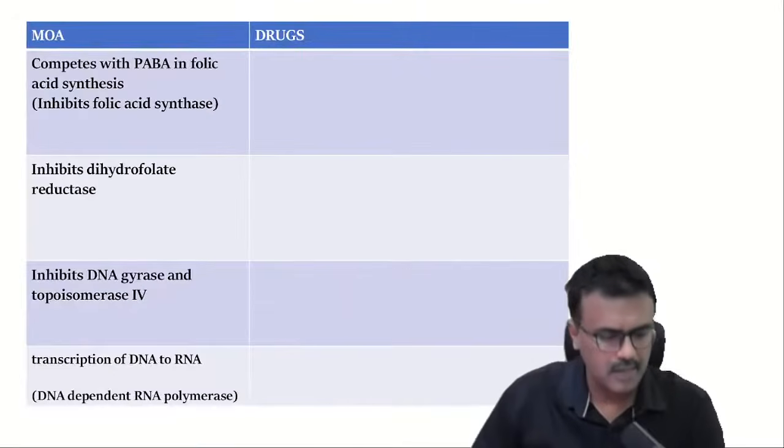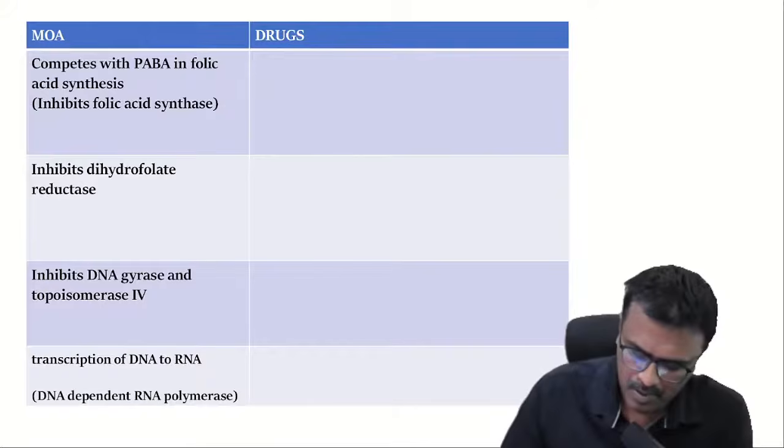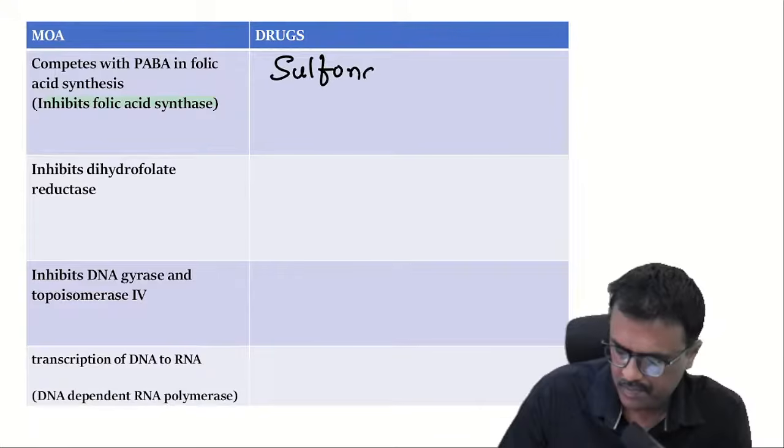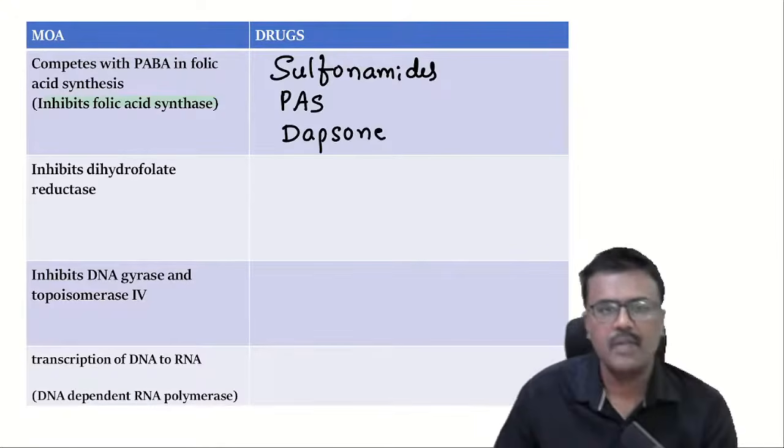So let us see the DNA. Drugs that compete with PABA in folic acid synthesis, inhibit folic acid synthase. They are nothing but sulfonamides, PAS, and a drug used in leprosy, dapsone.